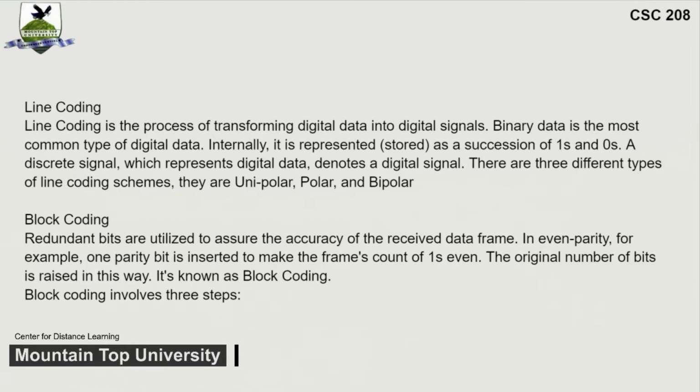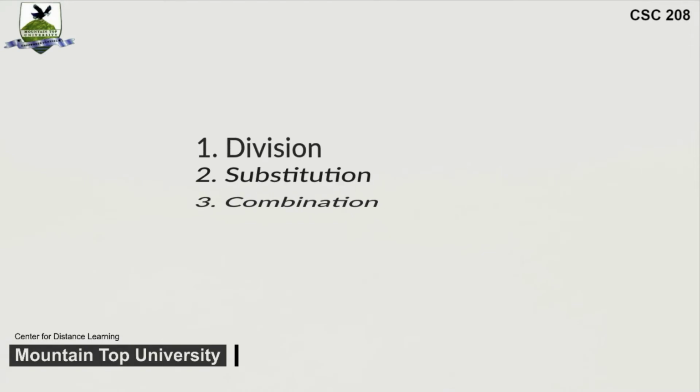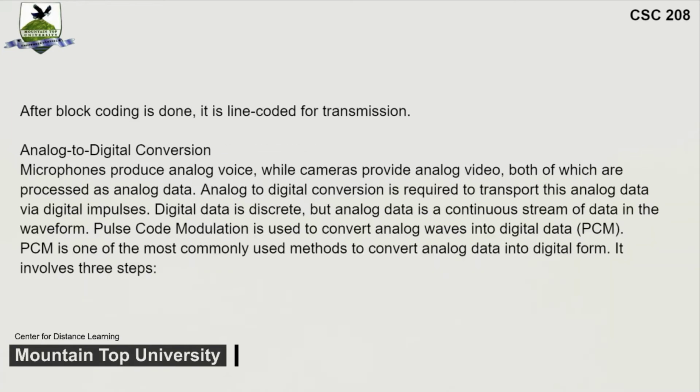Block coding. Redundant bits are utilized to assure the accuracy of the received data frame. In even parity, for example, one parity bit is inserted to make the frame's count of ones even. The original number of bits is raised in this way. It's known as block coding. Block coding involves three steps: 1. Division. 2. Substitution. 3. Combination. After block coding is done, it is line coded for transmission.